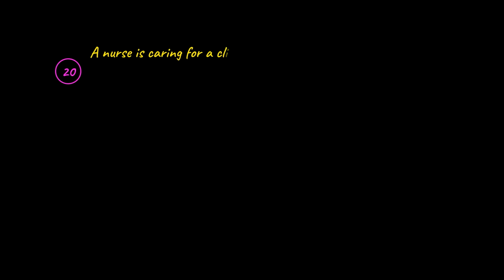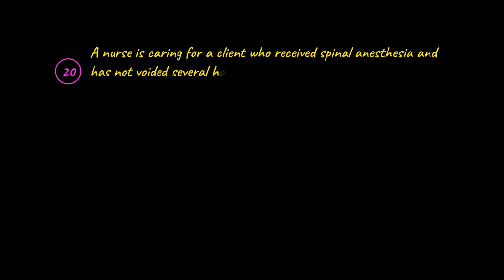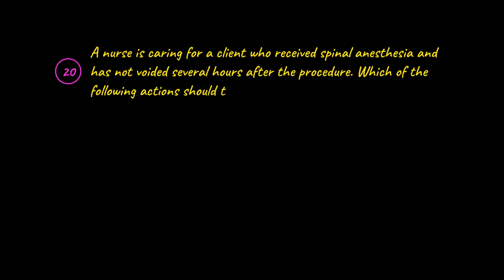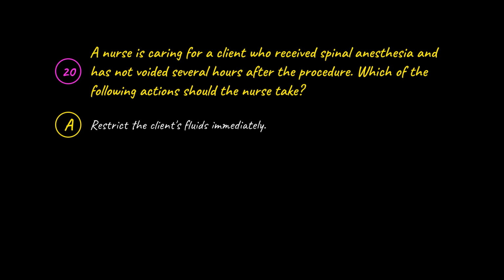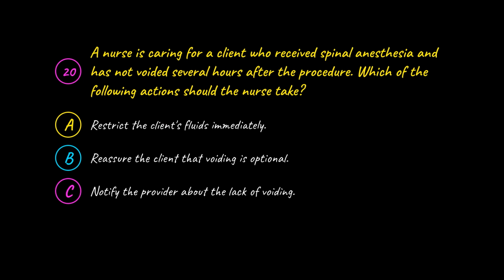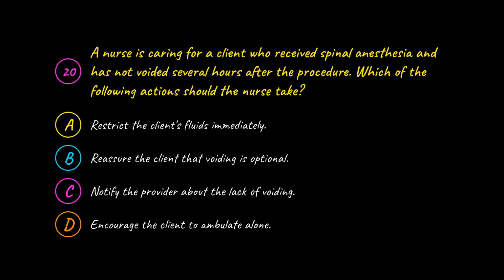Question 20. A nurse is caring for a client who received spinal anesthesia and has not voided several hours after the procedure. Which of the following actions should the nurse take? Your options are A. Restrict the client's fluids immediately. B. Reassure the client that voiding is optional. C. Notify the provider about the lack of voiding. D. Encourage the client to ambulate alone. What's your answer? Commit to one before I continue.